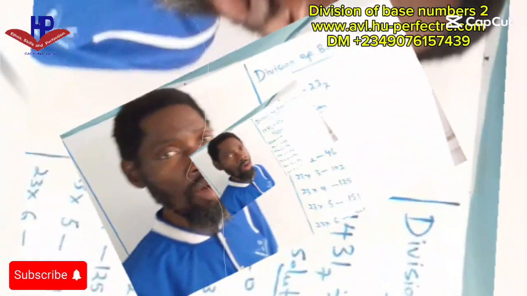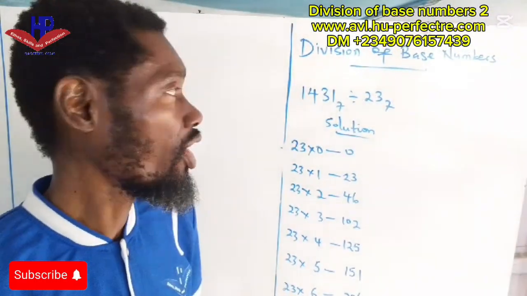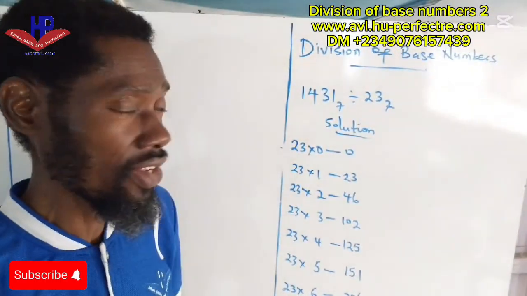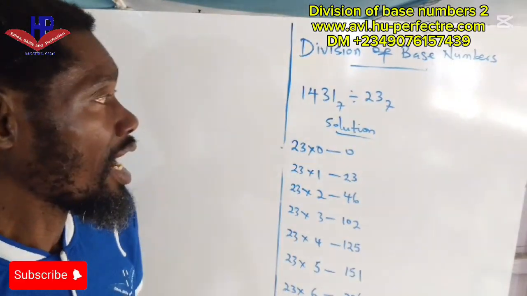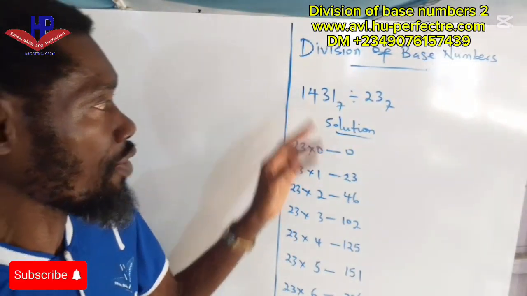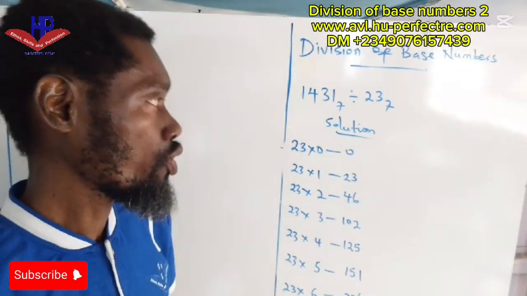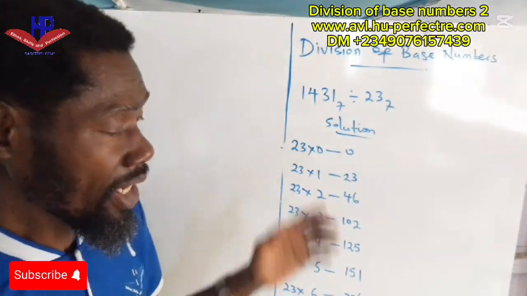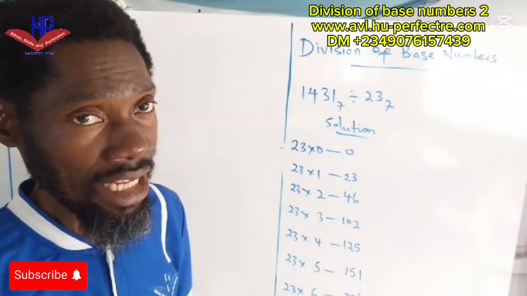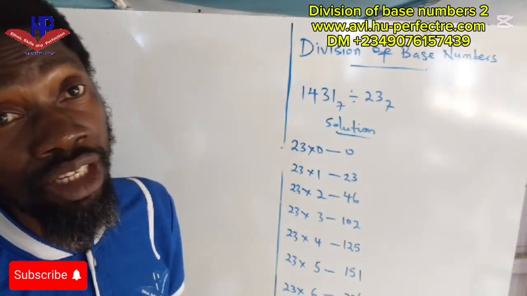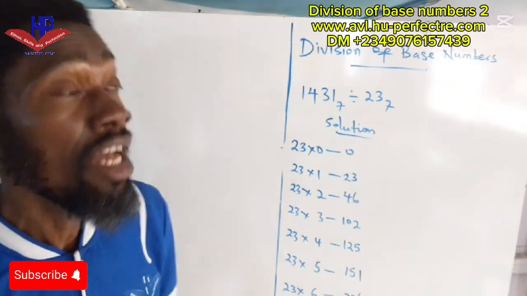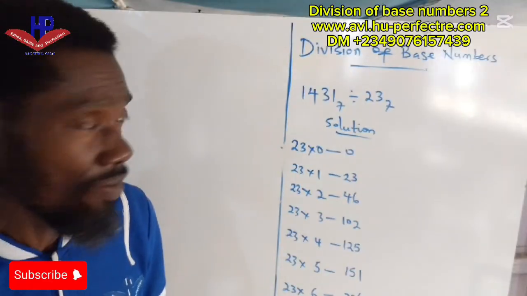Hello everyone, welcome back to another section, still on division of base numbers. In the previous lesson, you were asked to finish up solving 1431 base 7 divided by 23 base 7. I hope you've done that. But if you've not, or you've tried and you are not too sure of your answer, let's see how we can solve that together.